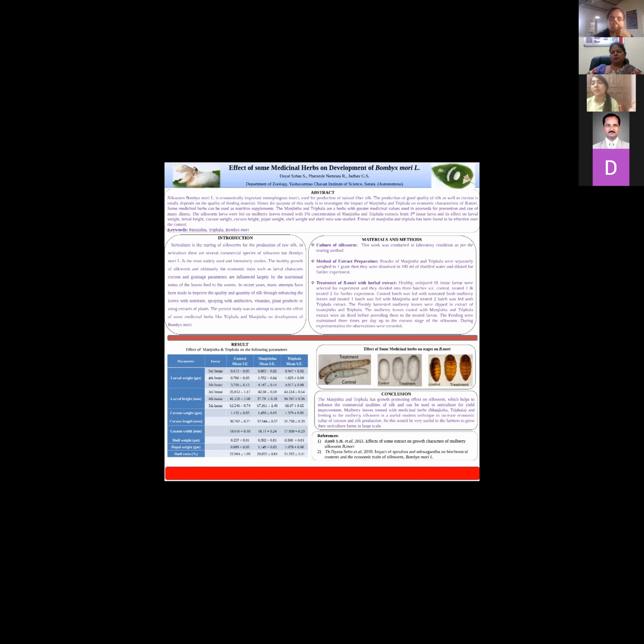The freshly harvested mulberry leaves were dipped in the extract of Mangista and Triphala. The mulberry leaves coated with the Mangista and Triphala extract were air dried before providing them to the treated larva. Feeding the treated batch with treated leaves, and the control batch with fresh mulberry leaves, was conducted 3 times per day. During this experiment, the observations were recorded on the morphological characteristics.